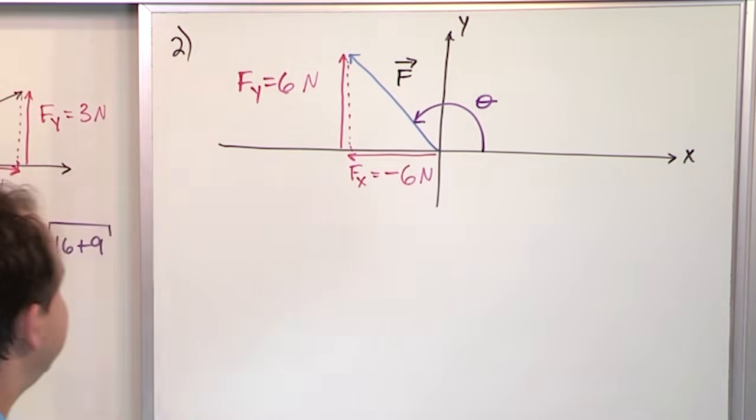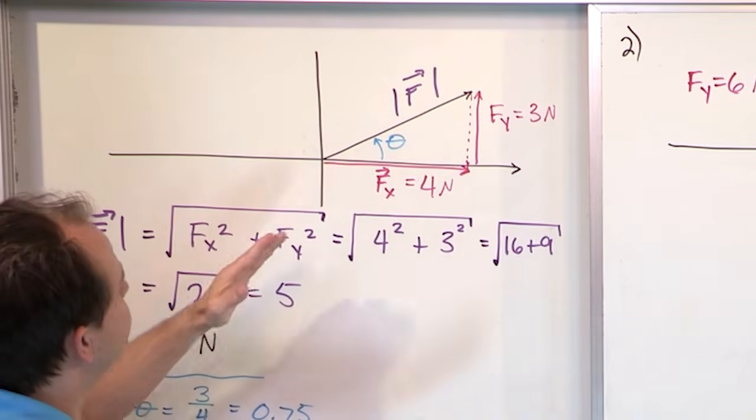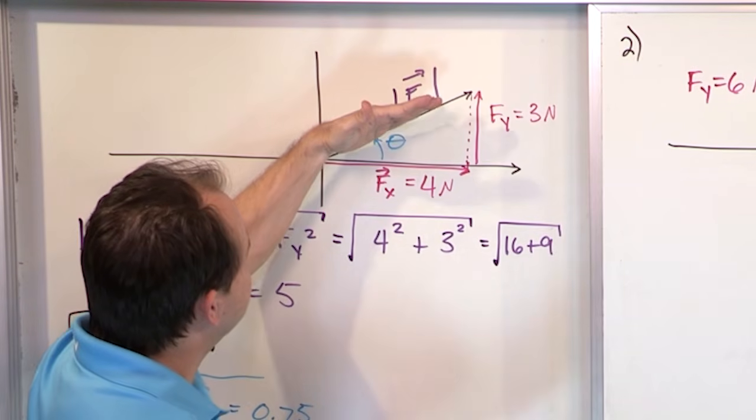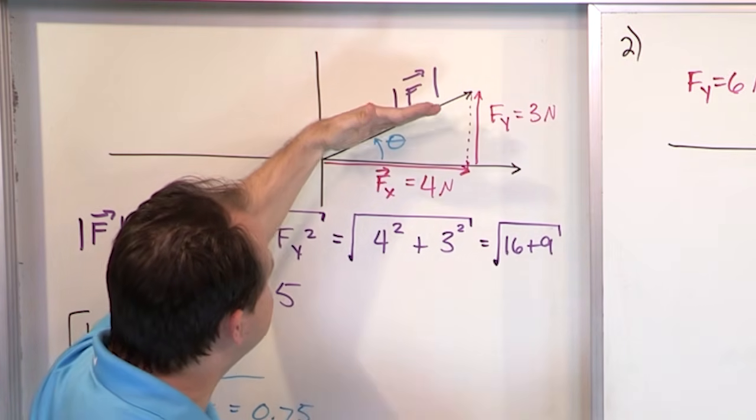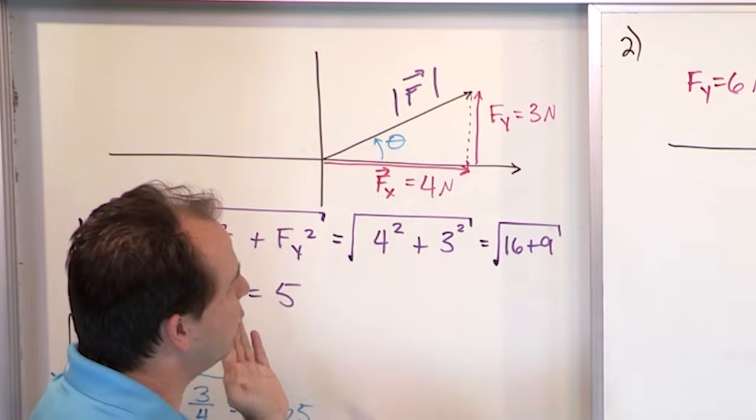So it's exactly the same situation as the last problem. It's just that in the last problem, the vector was here. There was a very small angle. We had a positive x and a positive y. I want to find the length of the vector. I want to find how much angle we have.